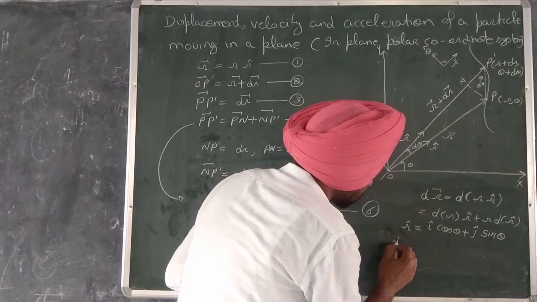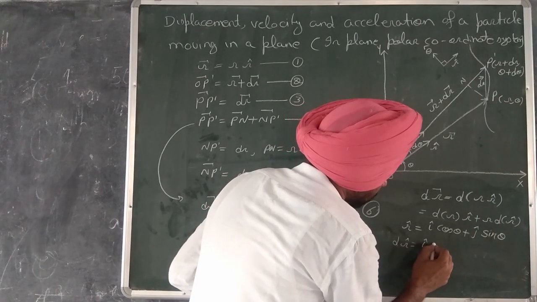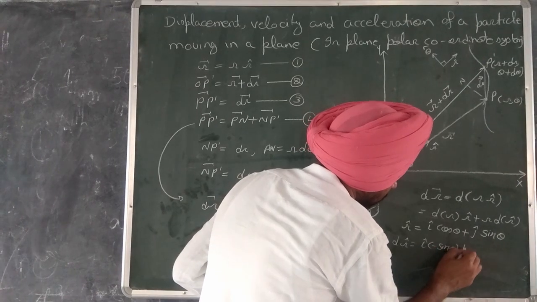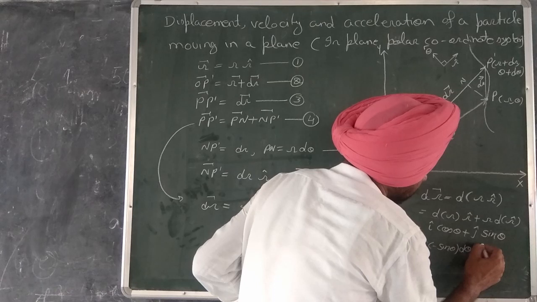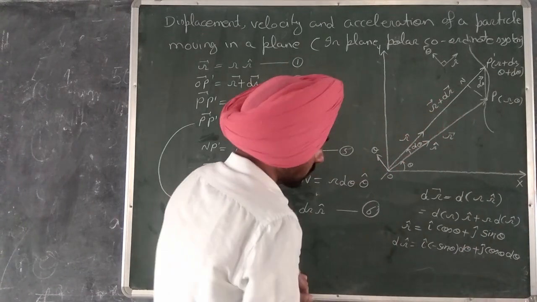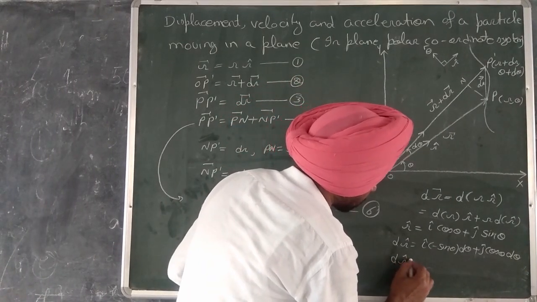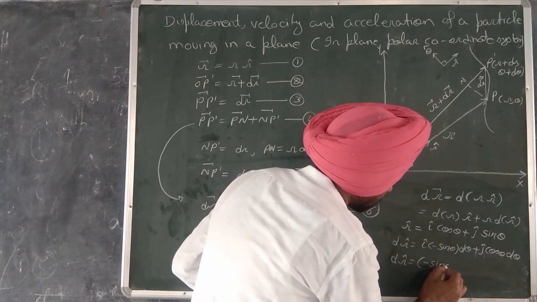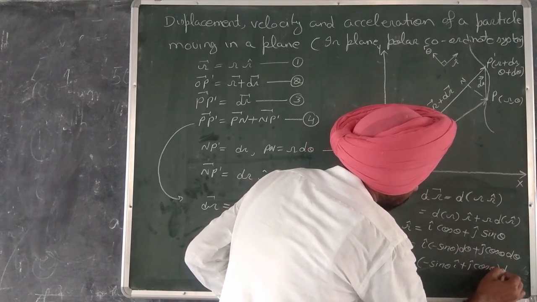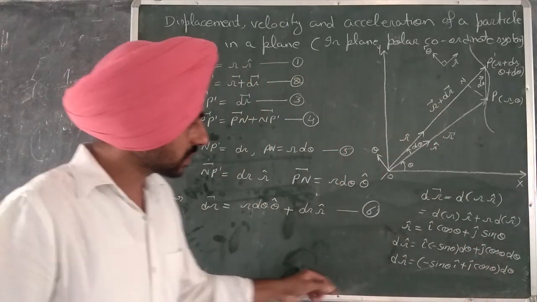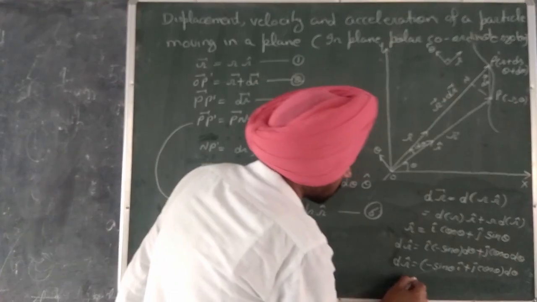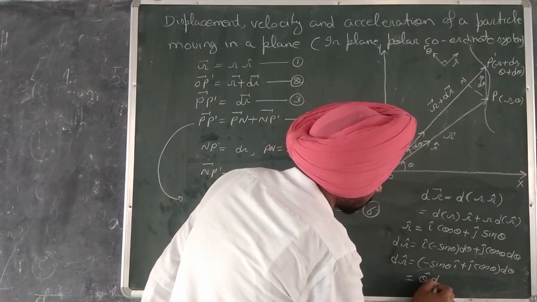Now the derivative of this, d r cap, is i cap, cos θ derivative is minus sin θ into dθ, plus j cap cos θ into dθ. So this is d r cap equal to minus sin θ i cap plus j cap cos θ, into dθ is common. So what is this? This is θ cap into dθ.